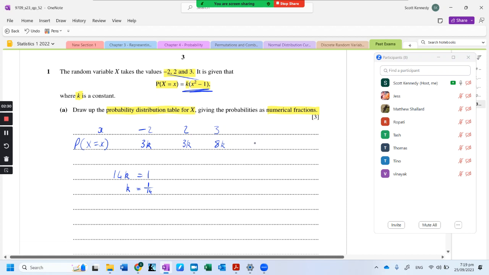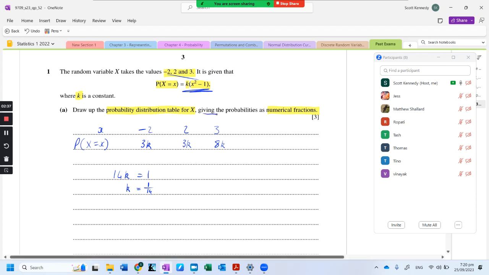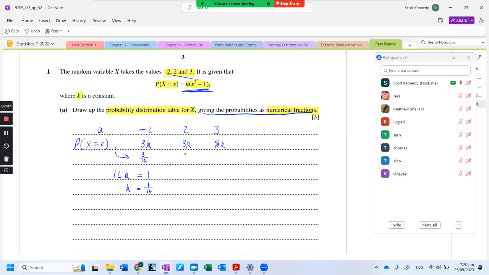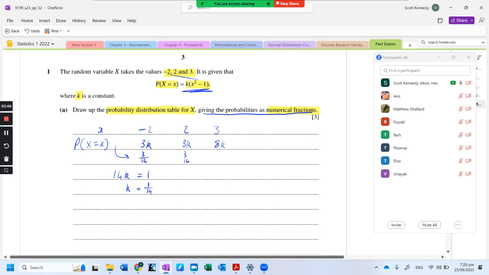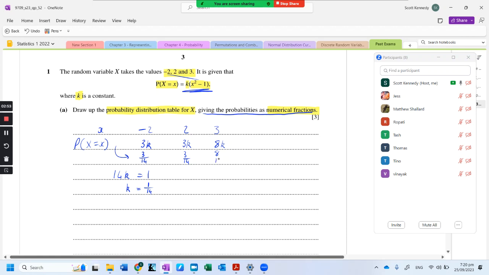Now there's one more thing that we need to do to finish this question off, because we haven't done exactly what we've been required to do. And that's this last bit here. We've got to give the probabilities as numerical fractions. So I'm going to give my results as 3/14, 3/14, and 8/14. And that will be fine.